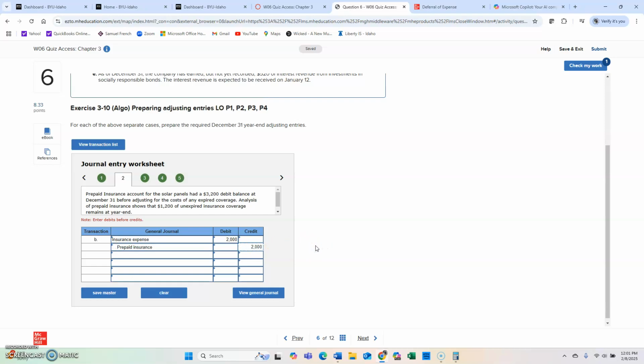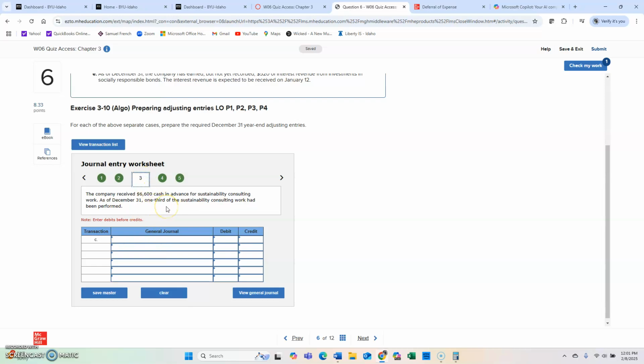I also liked in the reading this week, it talks about how when you do adjustments, you have to adjust the income statement, which is revenues and expenses, and then you also have to adjust the balance sheet, which is the assets, liabilities, equity. So you can see we did that here. We first started with adjusting an expense, and then we had to adjust the asset, which is the prepaid insurance. So those are the core things that I'm hanging on to this week for this lesson.